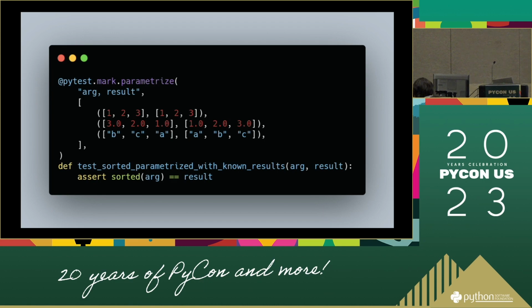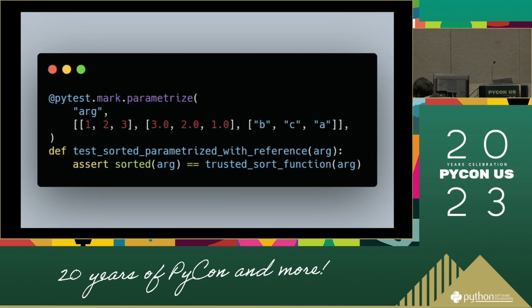We have to manually work out what are good input values and then manually work out what's the corresponding expected output value. And we could get that just by running our code and seeing what it does, but then we're kind of testing that our code does what our code does, which sometimes that's the best option available, but sometimes we can do better. For example, if we have a trusted sort function, which for some reason is not Python's built-in sort function, we could just come up with the inputs and then assert that our sorting function gets the same result as a trusted sorting function.